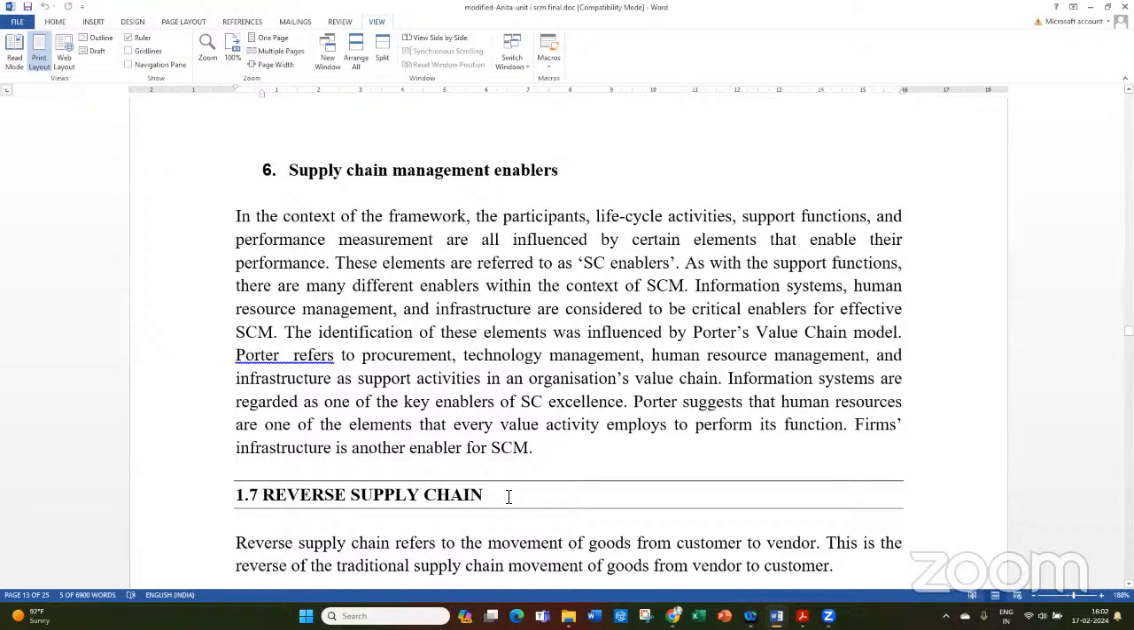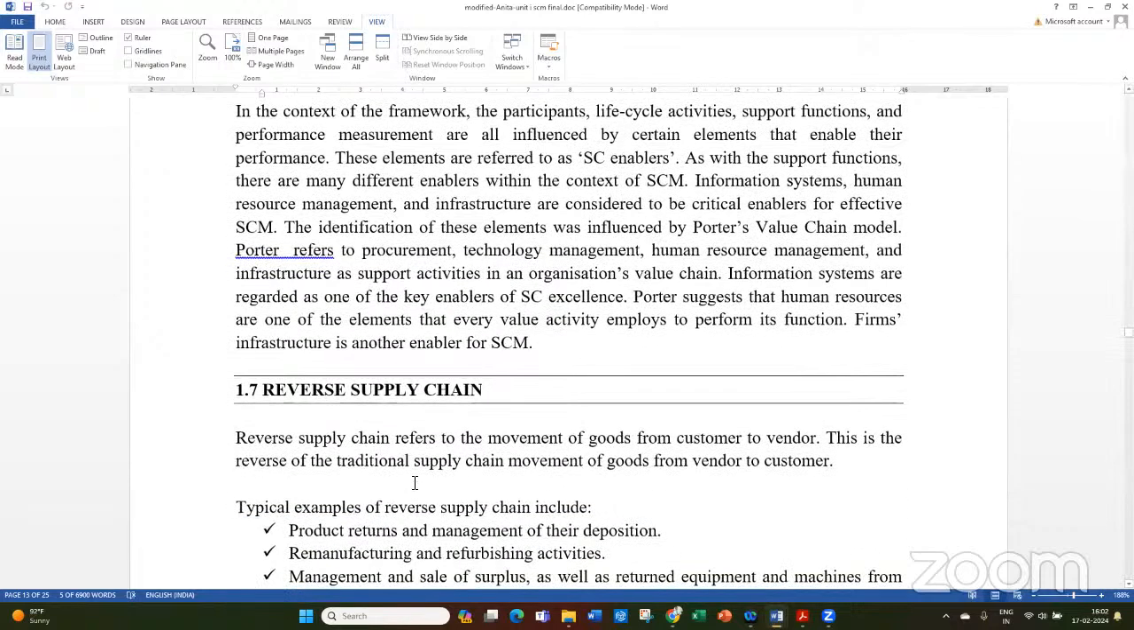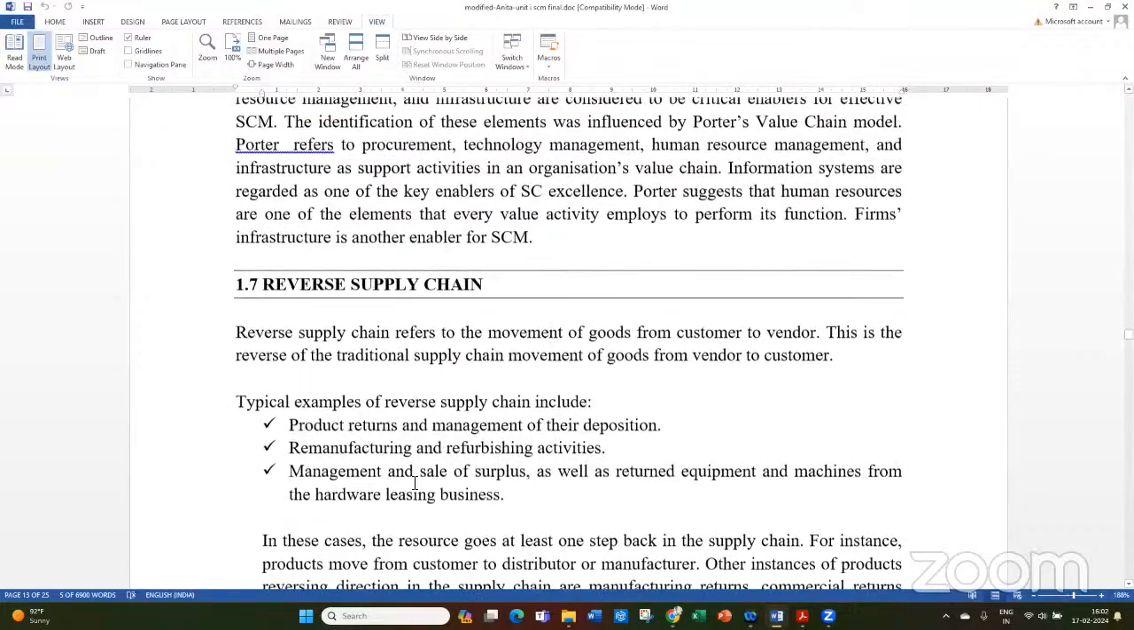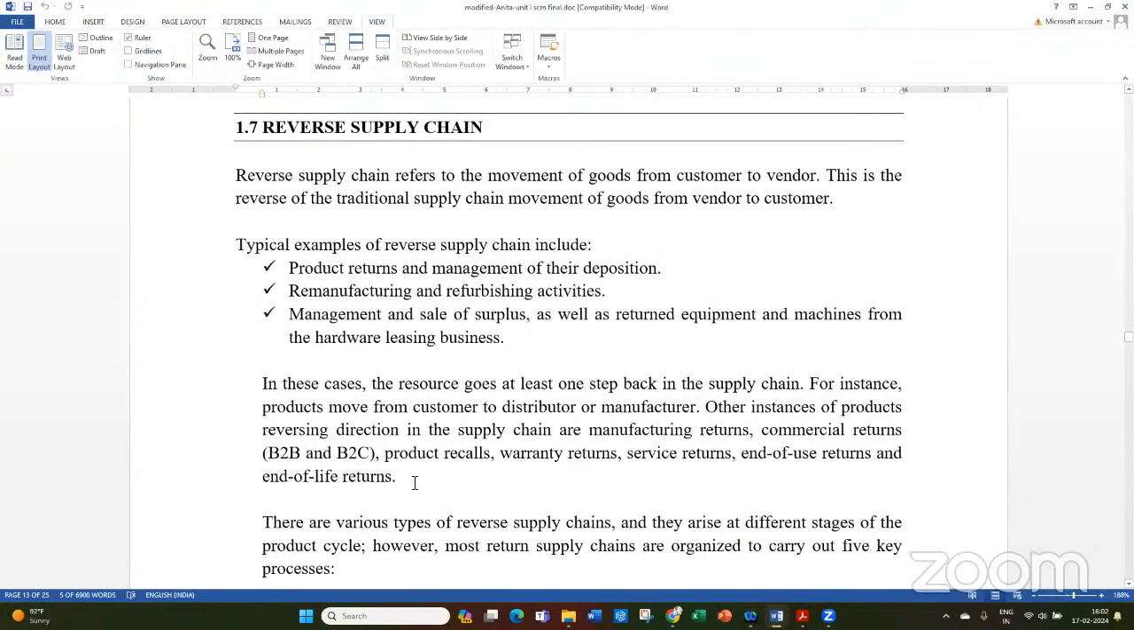Whole supply chain core can be customer relation. The material has to get back to the production unit for reprocess or rework. So that is the movement of materials from customer to vendor.